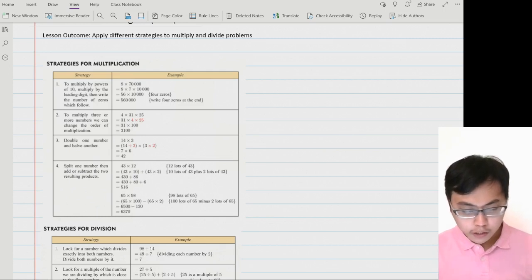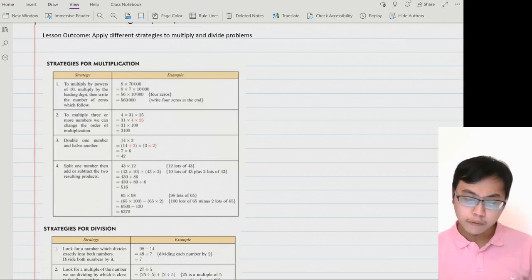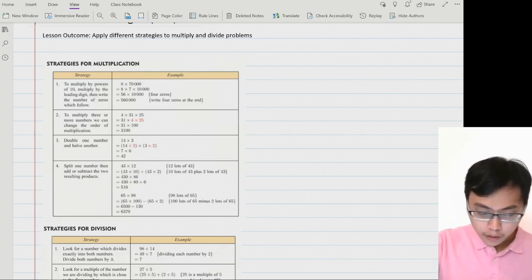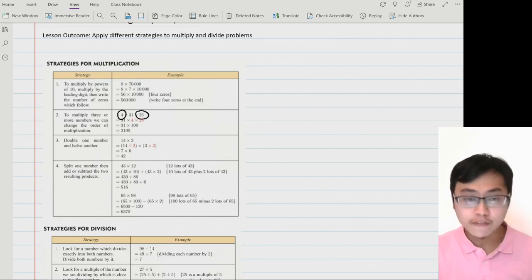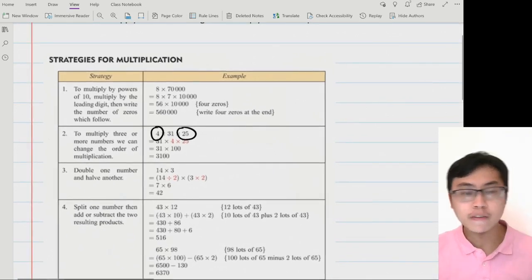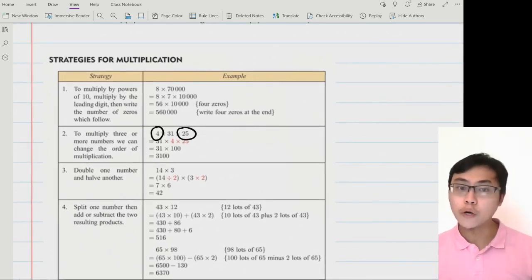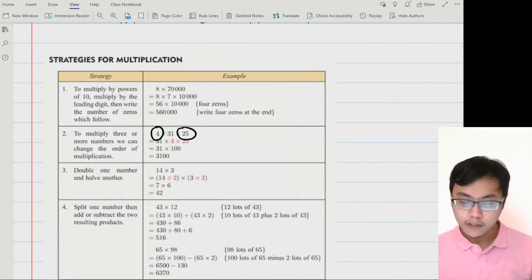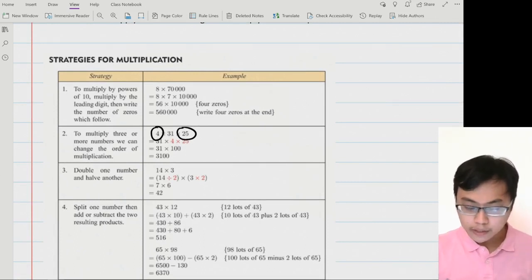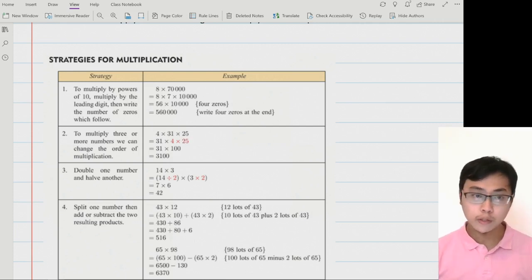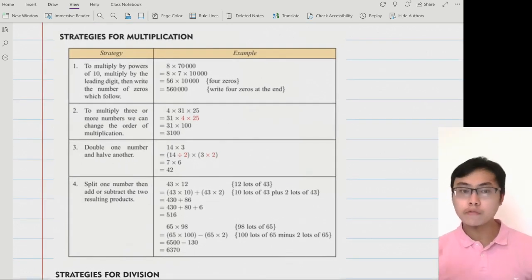The second strategy is multiply 3 or more numbers. We can change the order of the multiplication. Sometimes it will be easier. So for example, in this one, 4 times 25 is a lot easier to do. That's 100 compared to 4 times 31 and then multiply 25. So you just change the order, and that's going to be 31 times 100, which is 3,100. That's quite simple.